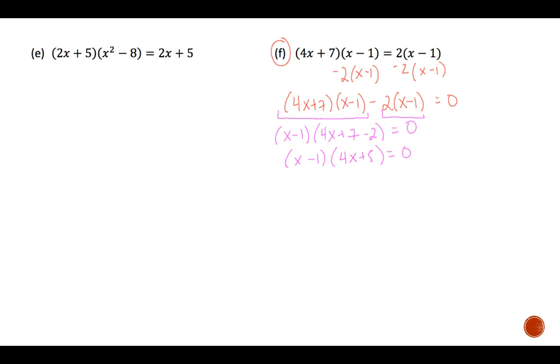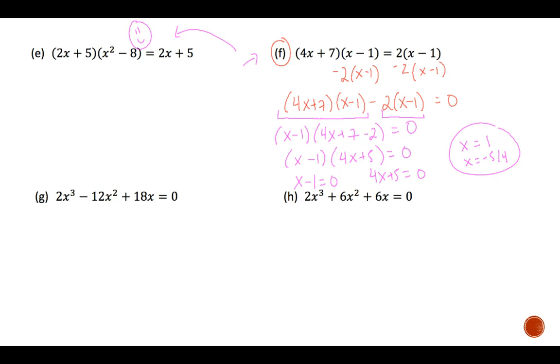Now zero product property: x minus 1 equals 0, and 4x plus 5 equals 0. So you're going to have that x equals 1 and x equals negative 5/4. Subtract 5 and divide by 4. So if you had any trouble with this one, it's a very similar concept. It's the same general idea. So maybe if you had trouble with E, use what we just did with F to help. And try it.